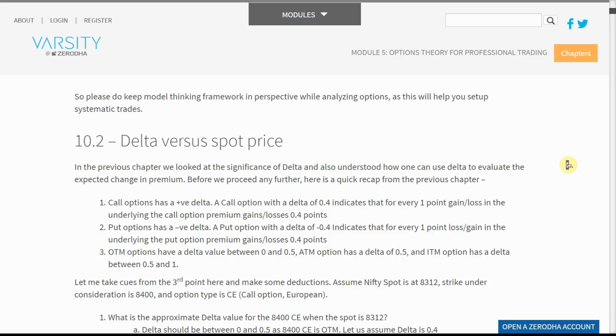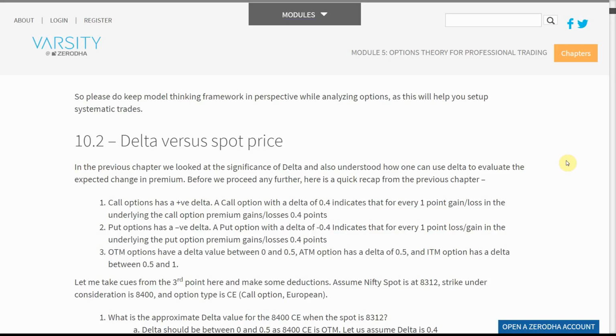Call options have a positive delta. A call option with a delta of 0.4 indicates that for every 1 point gain or loss in the underlying, the call option premium gains or loses 0.4 points. Put options have a negative delta. A put option with a delta of -0.4 indicates that for every 1 point loss or gain in the underlying, the put option premium gains or loses 0.4 points.